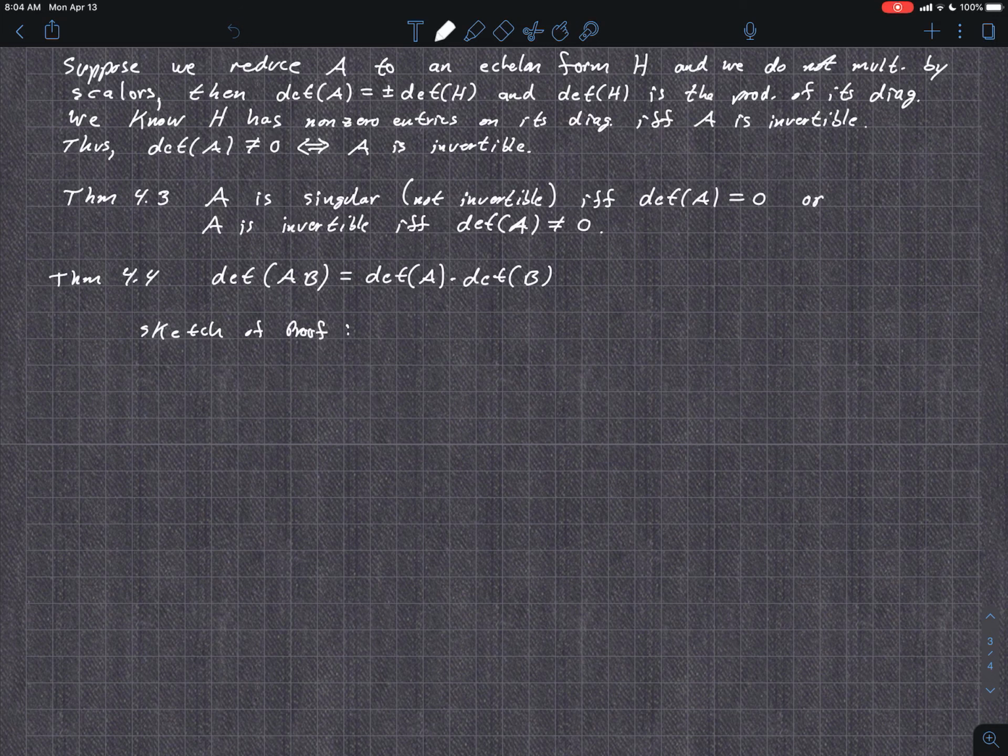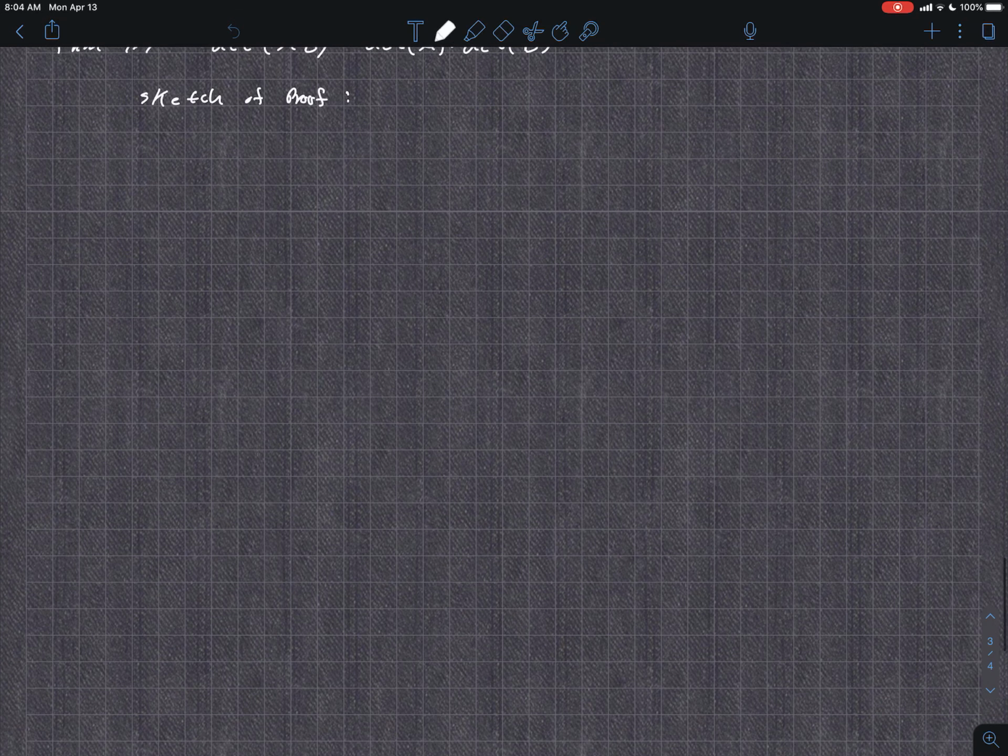Before we go over the sketch of the proof on 4.4, let's look at conditions for a zero determinant. So it's kind of a theorem, but we'll just go over properties. This theorem is called conditions for zero determinant.